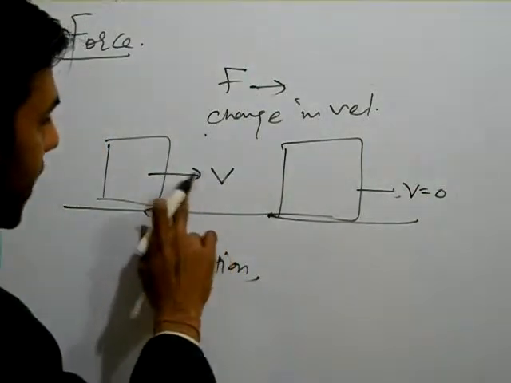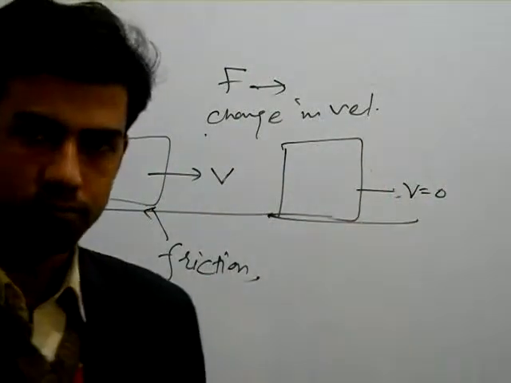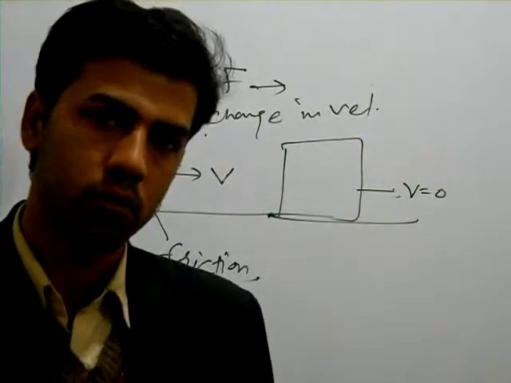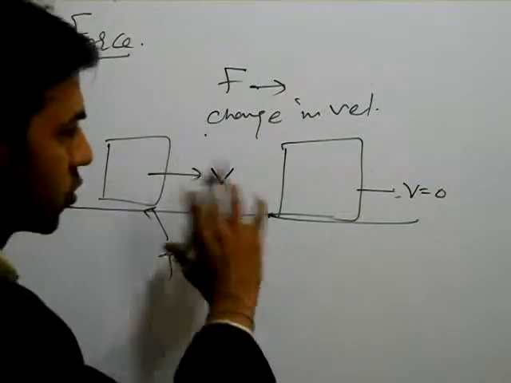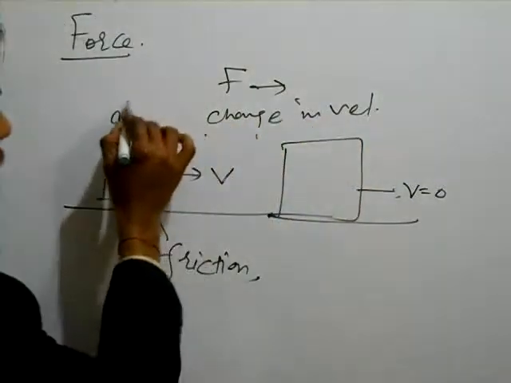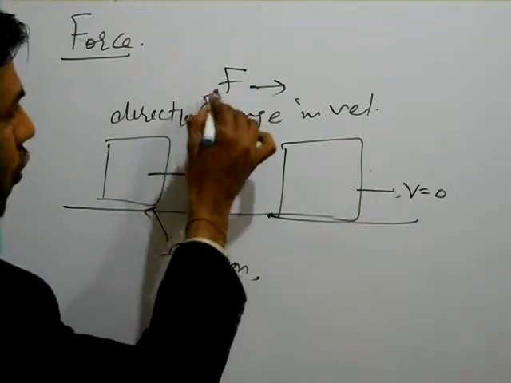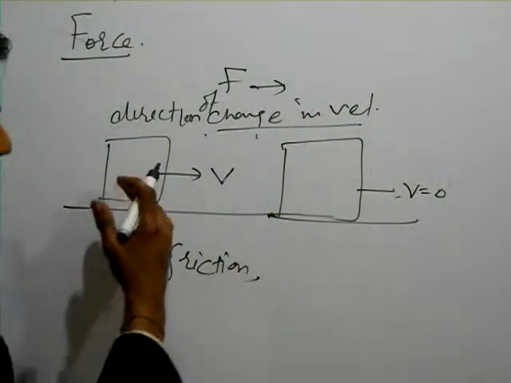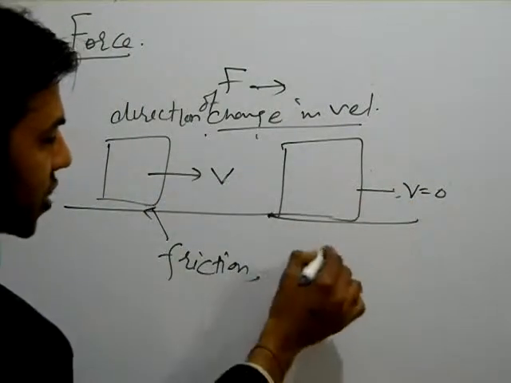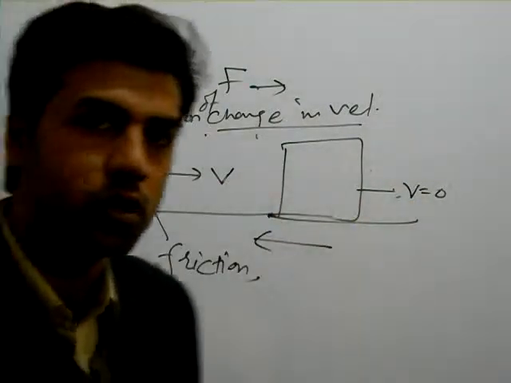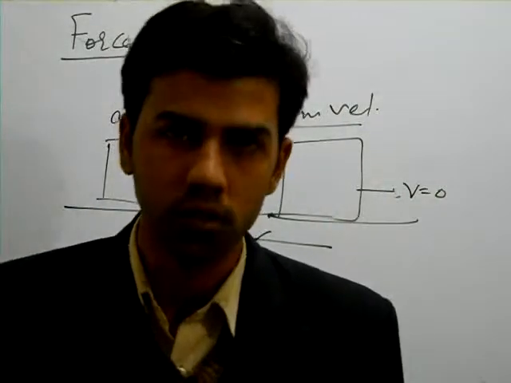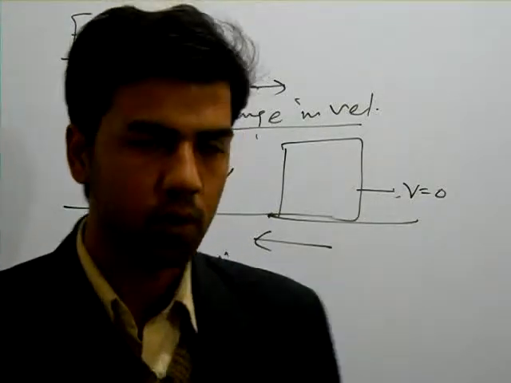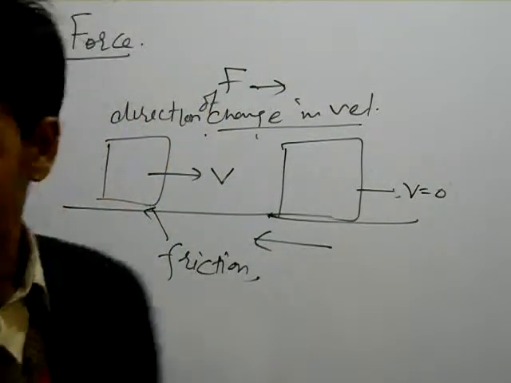If the velocity of the object earlier is v and finally it is 0, in which direction is force acting? So we have to look for the direction of change in velocity. Velocity is changing from v to 0. That means the direction of change in velocity is in the backward direction. So the force will be acting in the backward direction also. So this time force direction is in the backward direction. Now let us see another case.